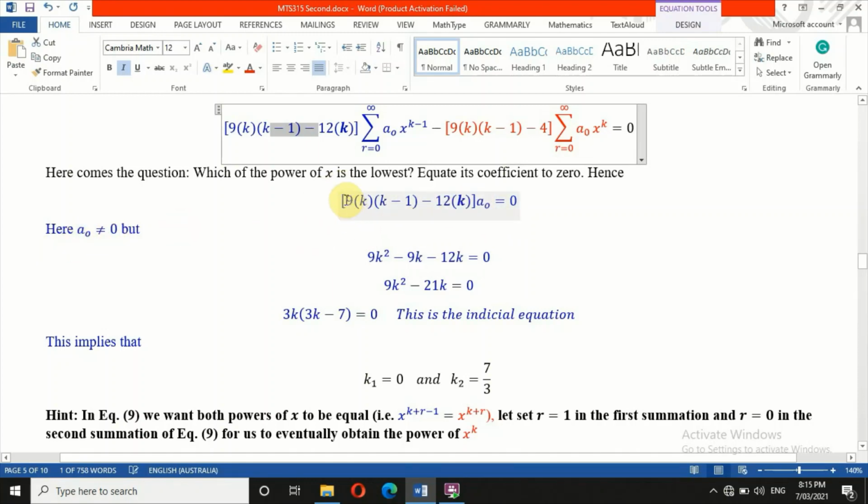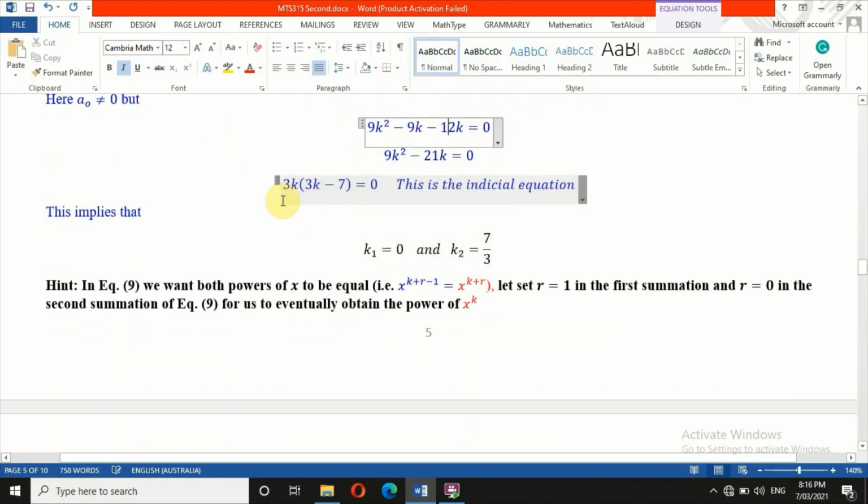So if you expand this one, it will give you 9k squared. This and this give you minus 9k, and this one gives minus 12k. That's how we obtain this expression. So minus 9k minus 12k gives minus 21k. So we can actually factorize out 3k into a bracket, 3k minus 7. So from here we can see that k1 is 0 and k2 is 7 over 3. That is the solution of our indicial equation.